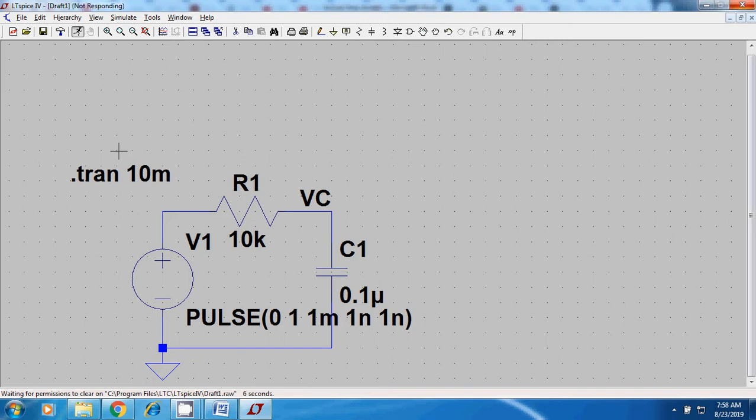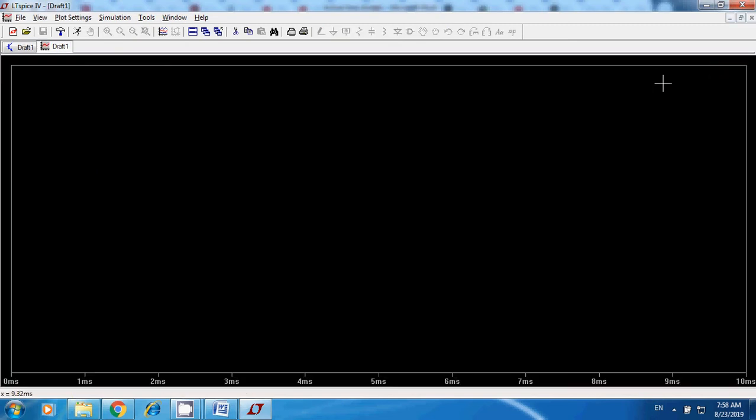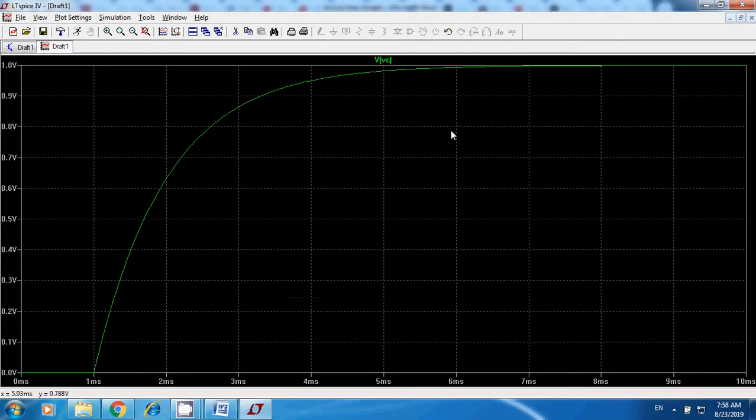So now they're doing the simulating. Okay, so you have the plot, and what you're looking for is, you add trace, right? This icon, just like the mountain here, pick visible trace. So you look for the voltage drop across the capacitor. So you have the voltage drop across the capacitor. You take a look at this one.